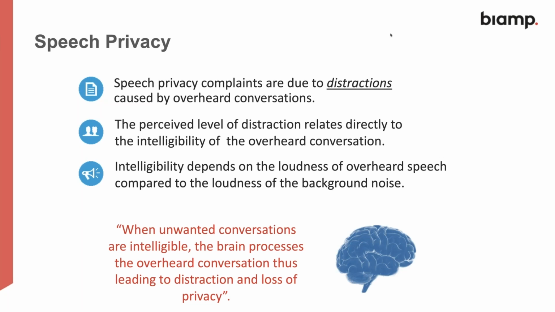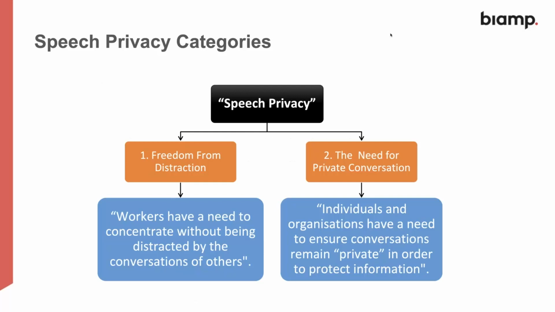And of course, when unwanted conversations are intelligible, the brain actually processes the overheard conversation, which leads to the distraction and the loss of privacy. I'm sure we've all been in office environments which have this problem. So the two main categories here with regard to speech privacy are the freedom from distraction and the need for a private conversation. In the section of freedom from distraction, workers have got a need to concentrate without being distracted by the conversations of others. So if you've gone into work to do a specific job, you don't want to be distracted by others. And under the need for private conversation, individuals and organisations have got a need to ensure conversations remain private in order to protect information. So in HR environments or confidential conversations, etc.